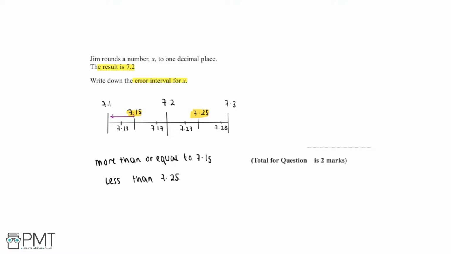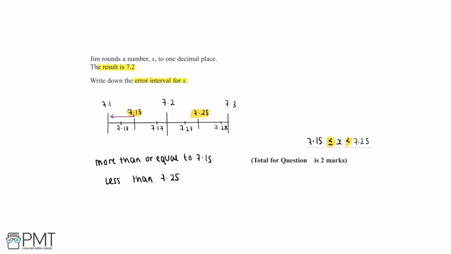And so as an inequality, we can write this as x is in between 7.15 and 7.25. It's really important that we get these signs correct. The 7.15 needs a less than or equal to sign, because 7.15 will round to 7.2 to one decimal place, whereas the 7.25 needs a less than sign, because less than 7.25 will round to 7.2, but 7.25 itself will round to 7.3.